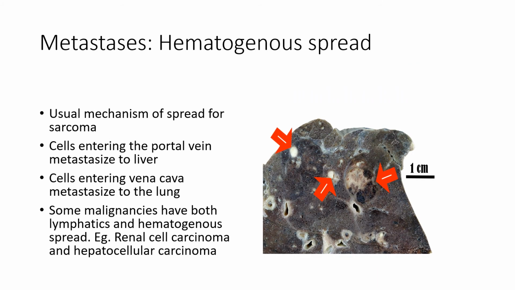The second pathway of metastasis is via hematogenous spread. This is the usual mechanism of spread for sarcomas, and the cells enter the veins and metastasize to the organs. The cells can enter the vena cava to metastasize to the lung, or the portal vein to metastasize to the liver. Some malignancies have both lymphatic and hematogenous spread, such as renal cell carcinoma and hepatocellular carcinoma.